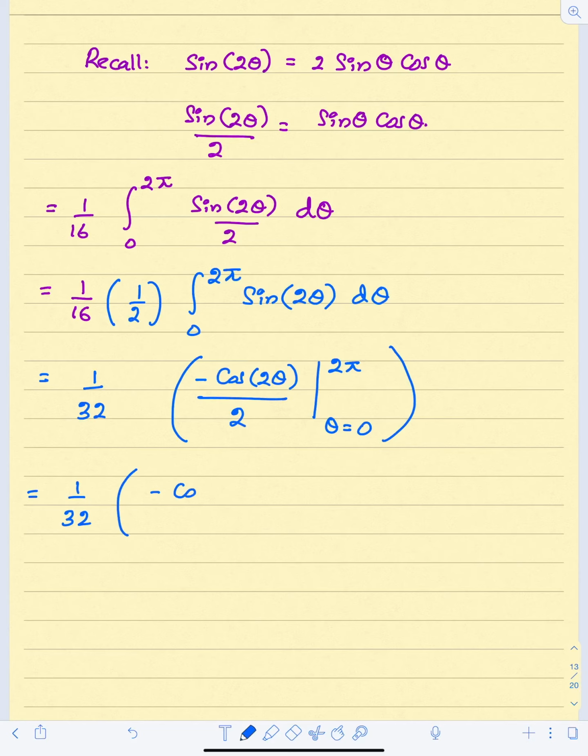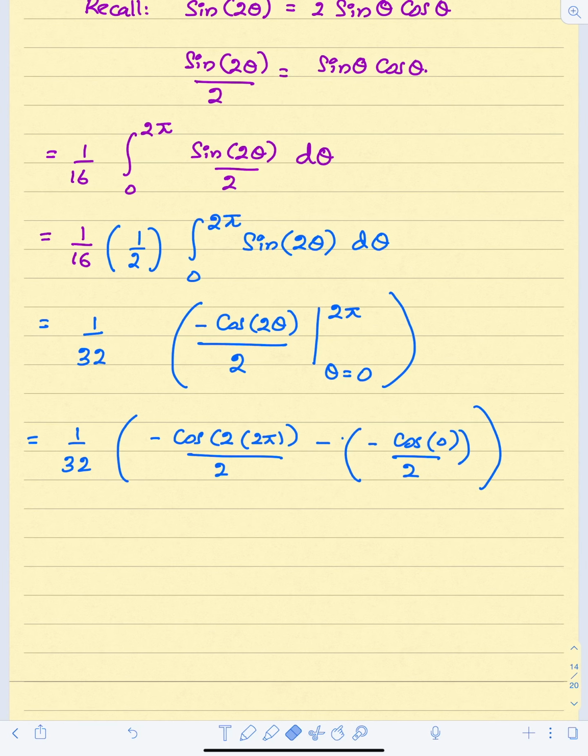So basically we have minus cosine of 2 times 2 pi over 2, minus cosine 0 over 2. Sorry, cosine 4 pi is 1. So you have negative 1 over 2, plus, since minus times minus becomes plus, cosine 0 is 1 over 2. So basically your numerator equals 0 because you have negative 1 plus 1, which is 0. Therefore, this entire quantity becomes 0.